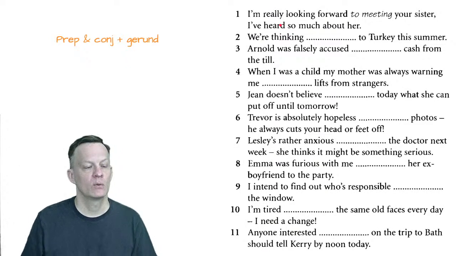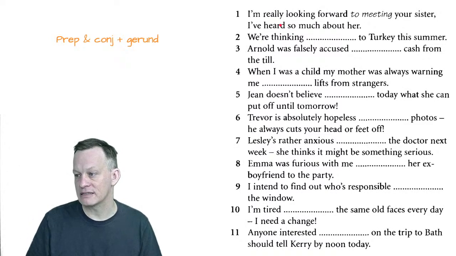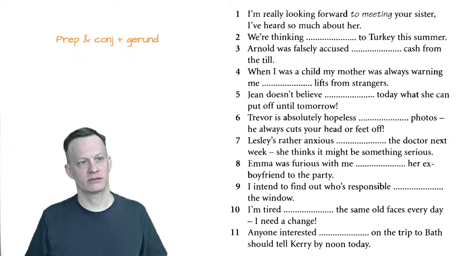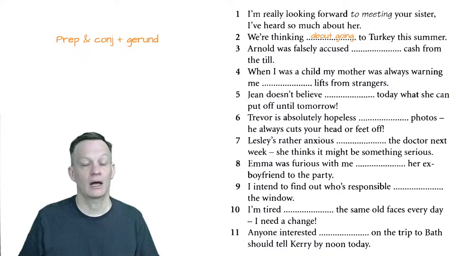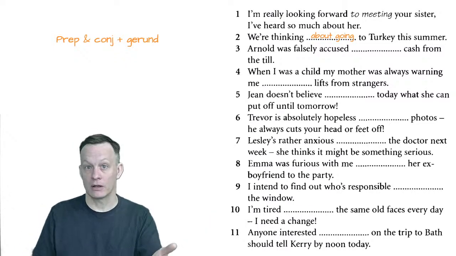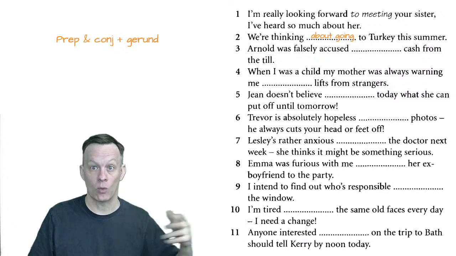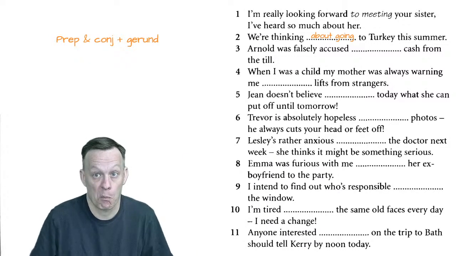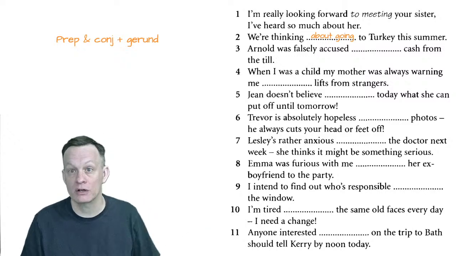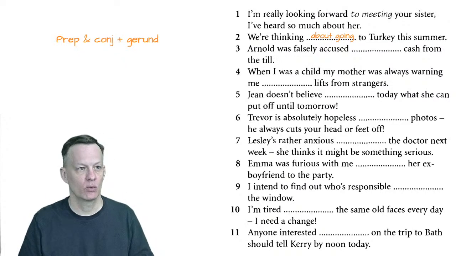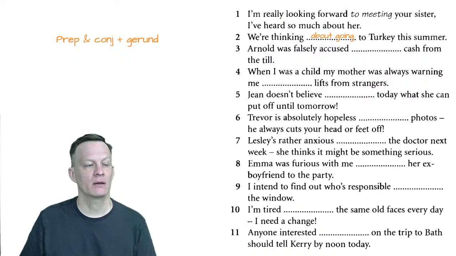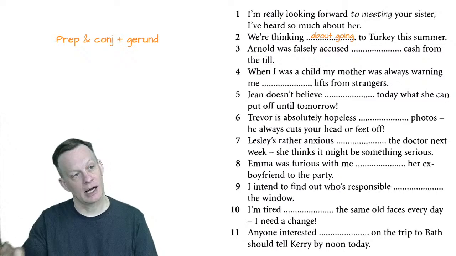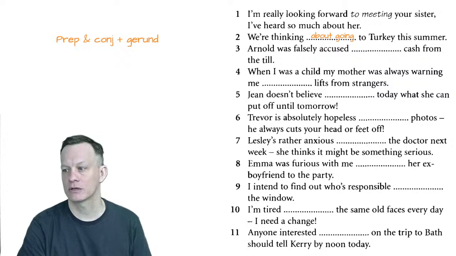Okay. We're thinking, Santi says, about traveling to Turkey this summer. Yeah, that sounds good, Santi. I said about going, but that works. I mean, you could also say walking. We're thinking about walking to Turkey this summer. I mean, why not? Grammatically, it works. Whether you want to walk to Turkey or not is another thing. Okay, but about ing. We're thinking about going to Turkey this summer.